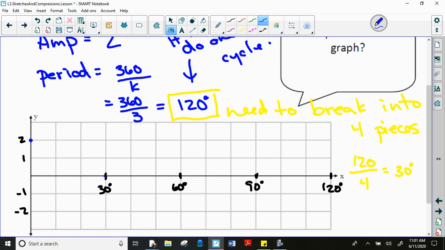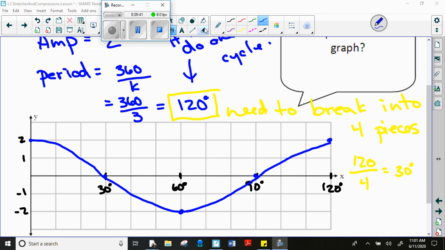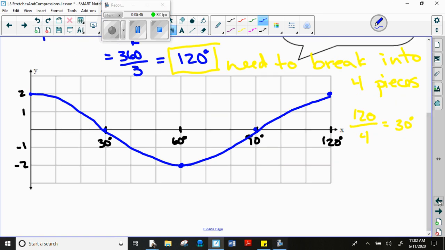High, middle, low, middle, high. Oopsies. Ashley did that one pretty well. There we go. Full marks. I want full marks. f of x equals amplitude of 2, this is the cos graph, and what was it? 3x. Good.